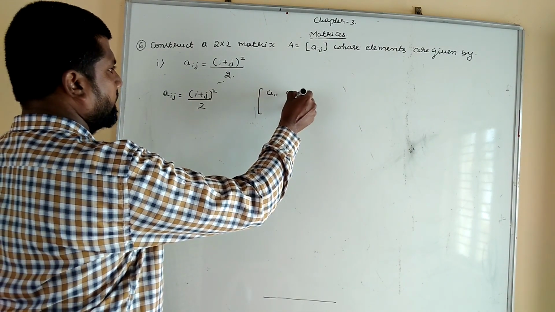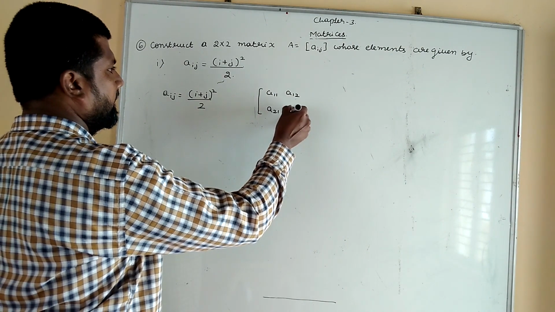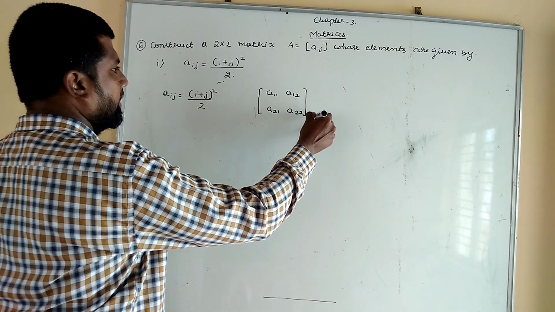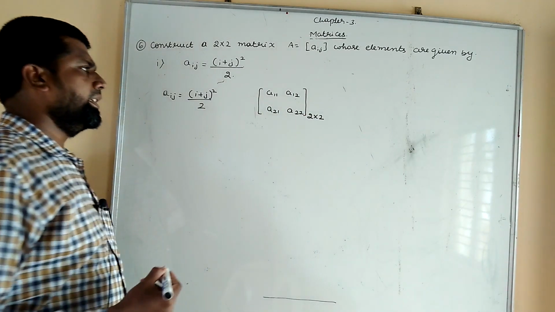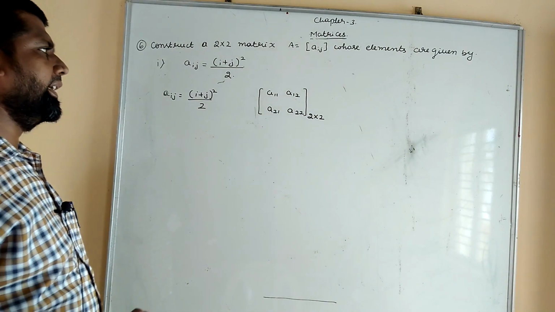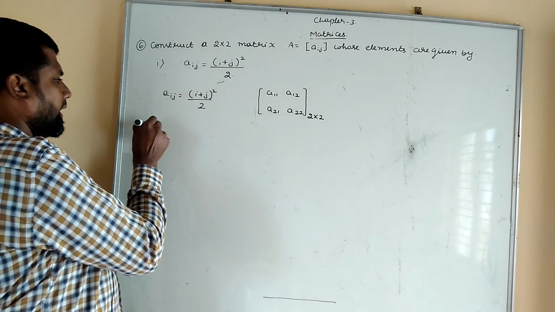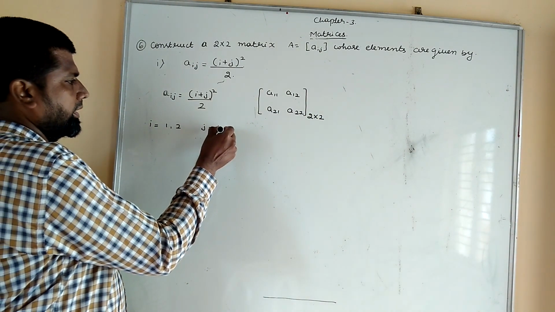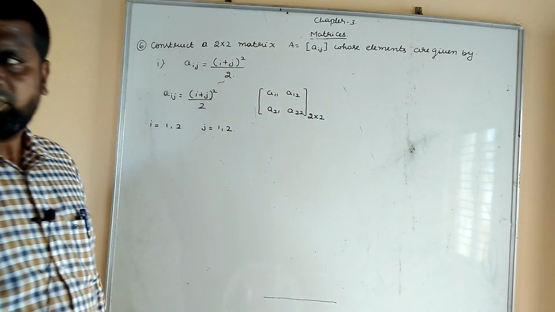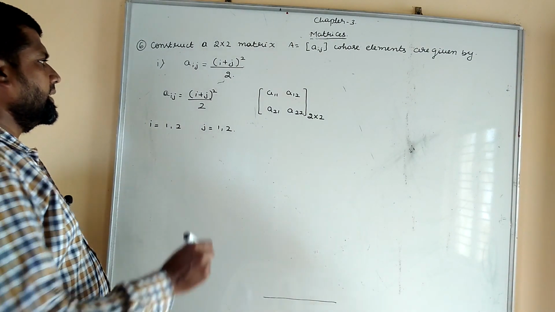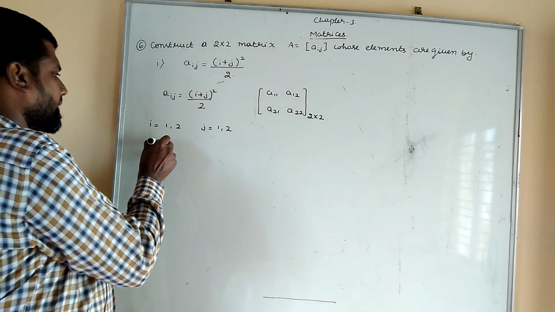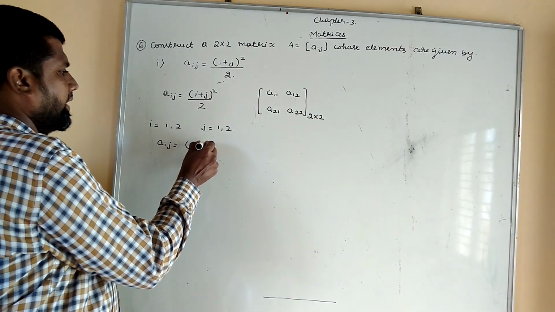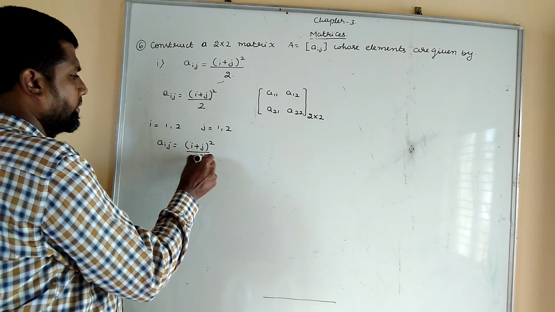A11, A12, A21, A22. So this is a general matrix of order 2 cross 2. By writing this, we will know the values of i and j. So i is equal to 1, 2, j is equal to 1, 2. So let us substitute these values in the aij term. aij is equal to (i plus j) whole square by 2.